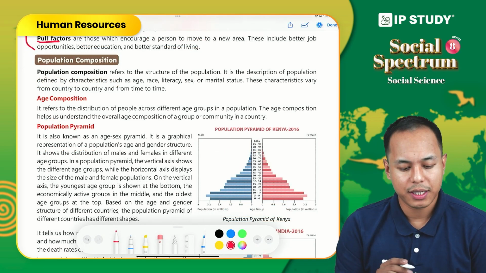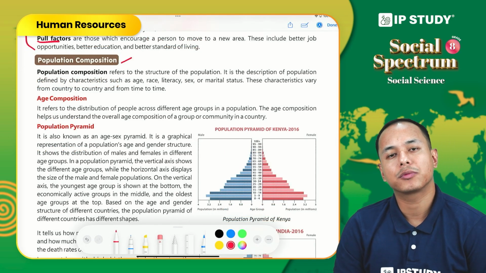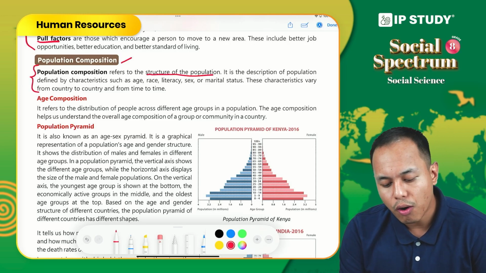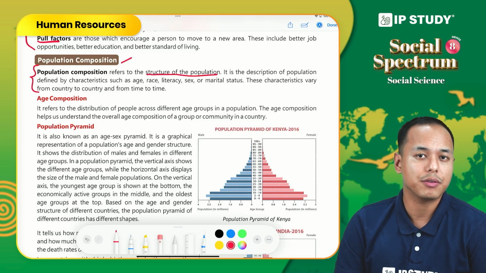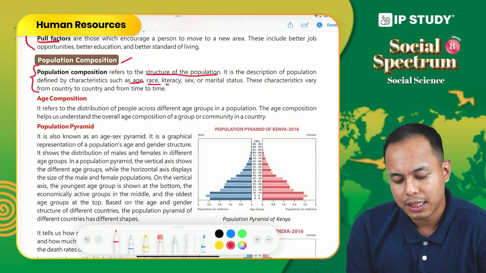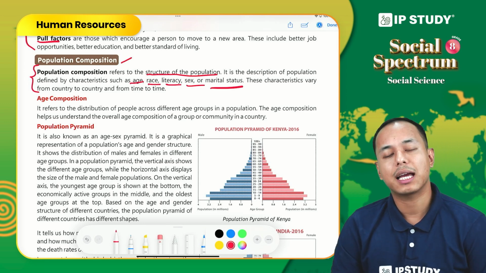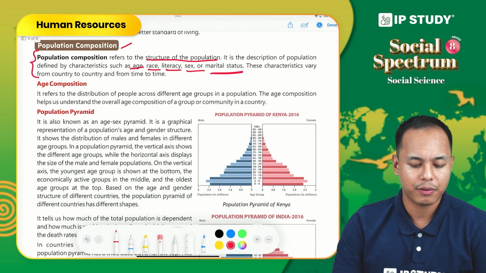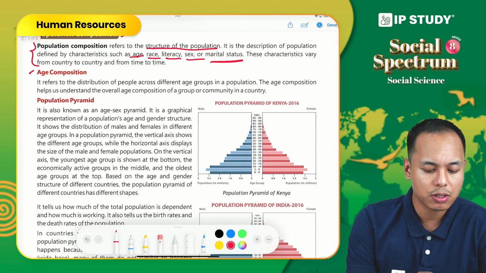The next topic is population composition. What is population composition? It refers to the structure of the population of a particular country. It has different characteristics like age, race, literacy, gender, and marital status, and these characteristics vary from country to country. Firstly, we'll discuss the age composition.